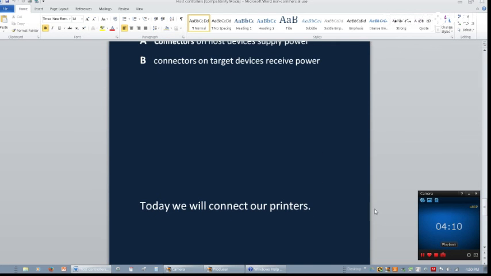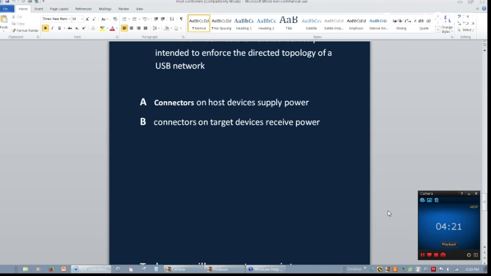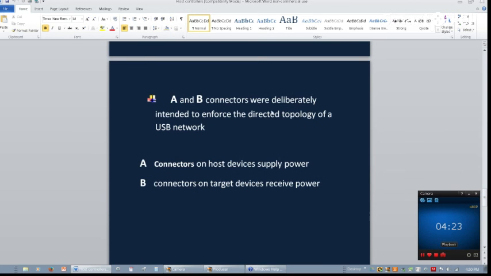Today we will connect our printers. What USB connector are we using? I want to scroll back up for just a second, because when we talk about topology, this is used in the sense of, when we're speaking of computers, a geometric term, which means stretching and bending but not breaking. And in that aspect, the properties of connectedness, continuity, and boundaries of technology are used.